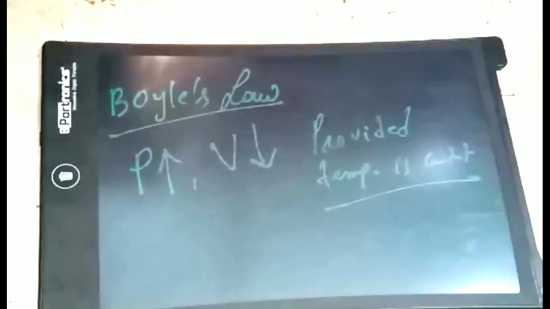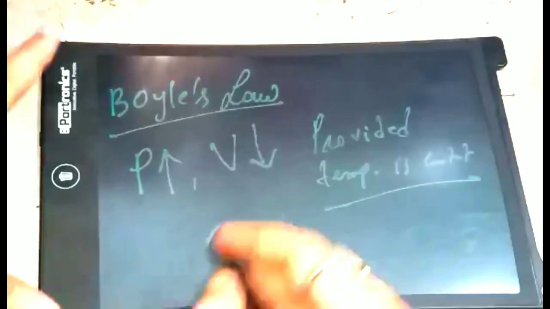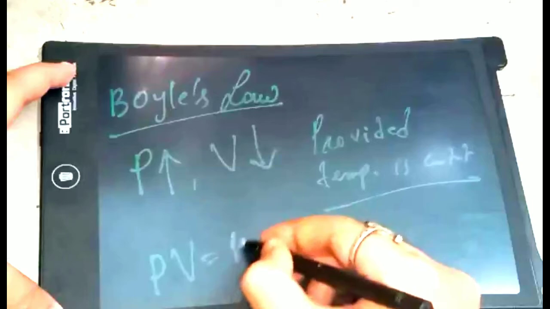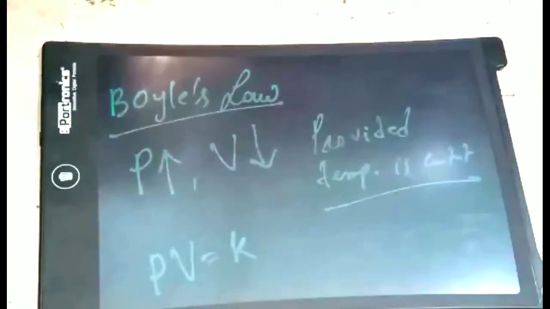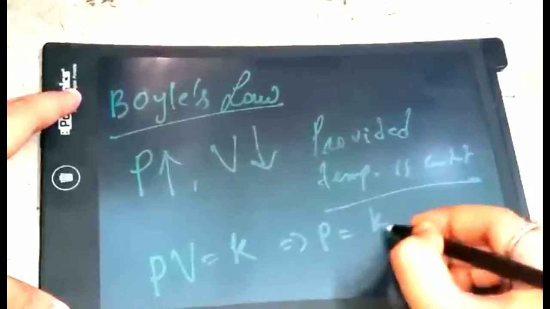How do we write inverse variation? So we got P and V are inversely proportional. That is, with the increase in P, V decreases. So we write, I just said that their product will be constant, PV equal to constant. Let us say it as K. So from this we can write P equal to K by V.